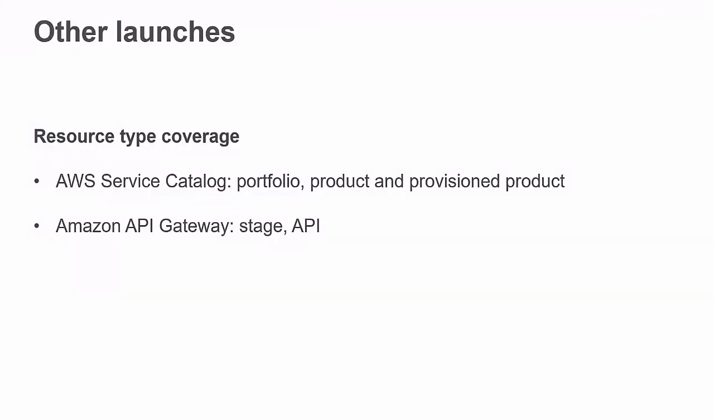All right, so let's talk about some of the other launches that happened in the first quarter. We added support for AWS Service Catalog and Amazon API Gateway. So now you can go ahead and track changes to the configuration of these resources. You can also create config rules and evaluate your resources against best practices or your own internal policies.